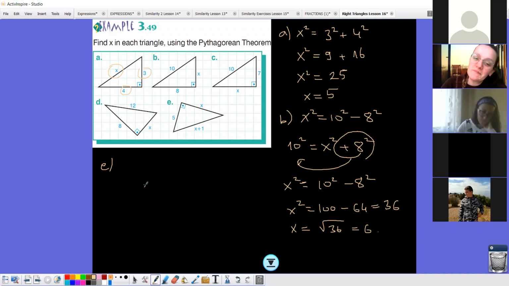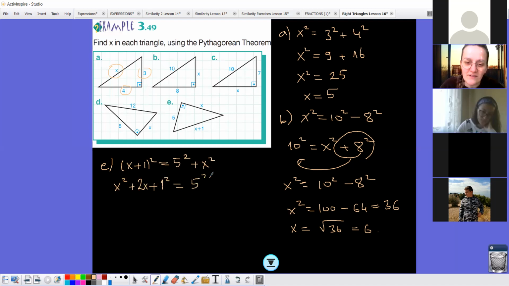First of all, teacher, it will be x plus 1 squared, because x plus 1 is the hypotenuse, is equal to 5 squared plus x squared. Now, teacher, x squared, we delete. Okay, x squared. Again, it will be x squared plus 2x times 1 plus 1 squared, which is equal to 5 squared plus x squared.